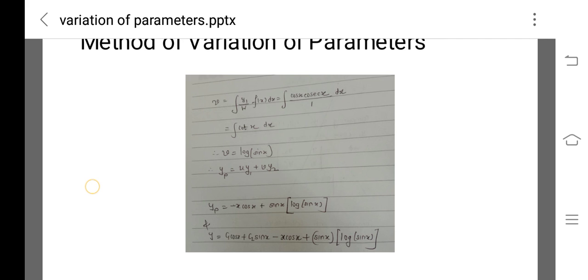So yp is uy1 plus vy2. Let's put the values. So yp is minus x cos x plus sin x into log of sin x. And then we can write the solution y as yc plus yp.